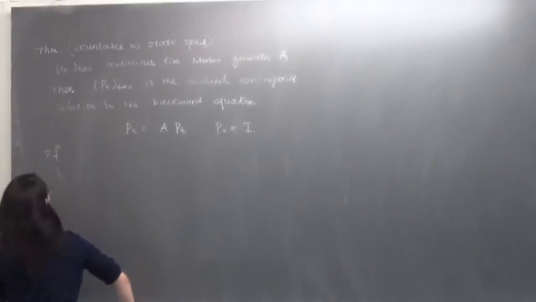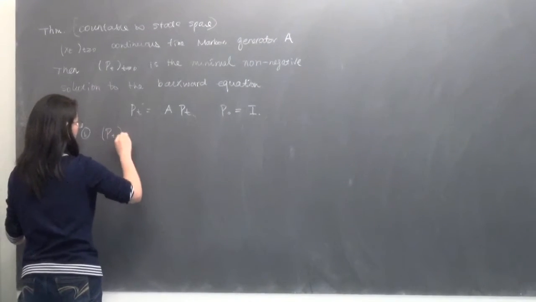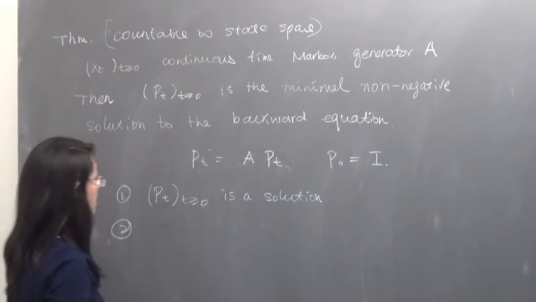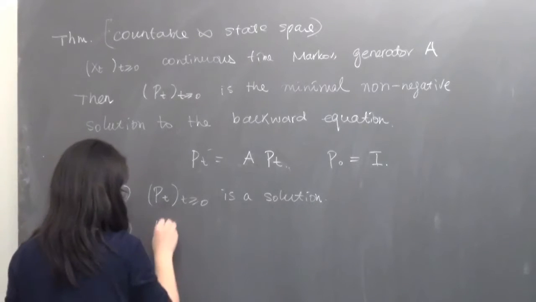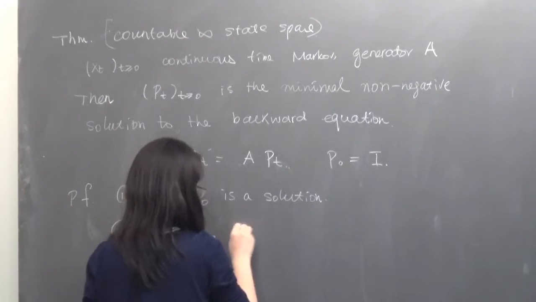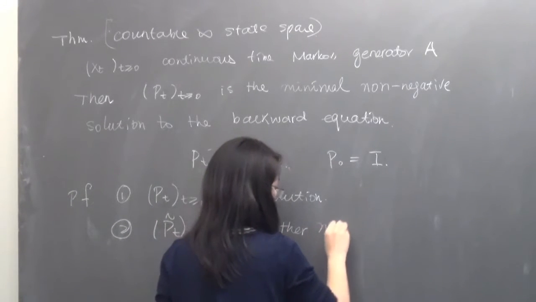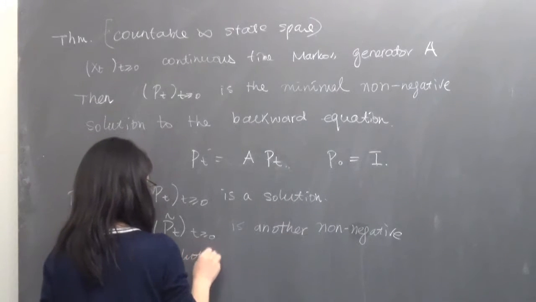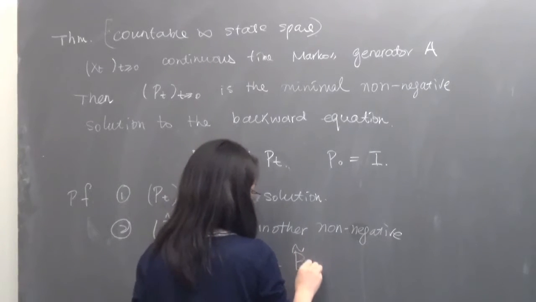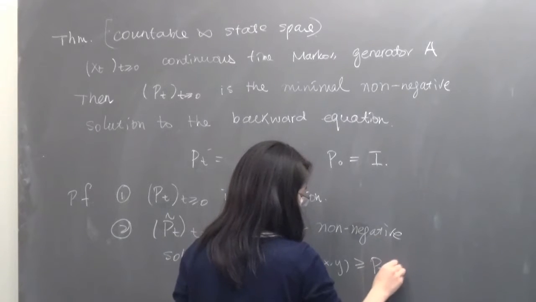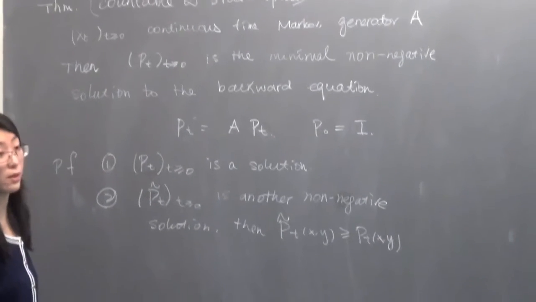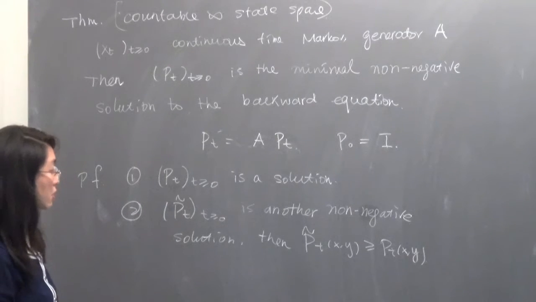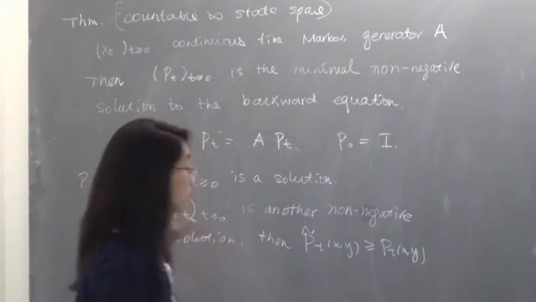So this theorem has two parts. First, we need to show that P_t is a solution. Second, we need to show that P_t is the minimal non-negative solution. So what does this mean? It means that if we have another non-negative solution, P̃_t, then we always have P̃_t is greater than or equal to P_t. So if P̃_t is another non-negative solution, then it is always greater than P_t. So these are the two conclusions contained in the theorem.